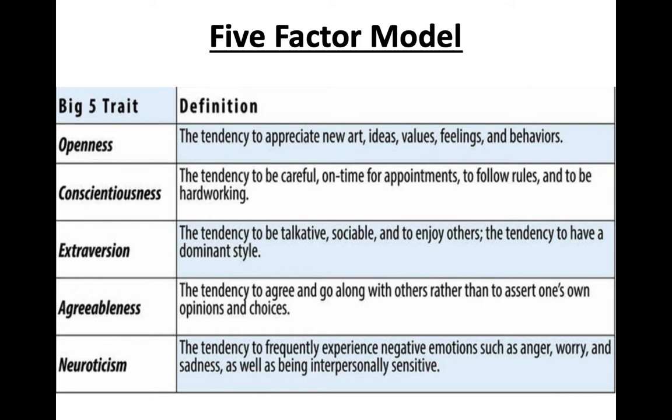Neuroticism is a tendency to frequently experience negative emotions, such as anger, worry, sadness, as well as being interpersonally sensitive. Somebody who's neurotic might constantly worry about the little things, be insecure, or feel inadequate at times. People who are low in neuroticism don't get irritated by small annoyances. They're able to remain calm. They're often cool-headed and unemotional, hardy, secure, and often self-satisfied.